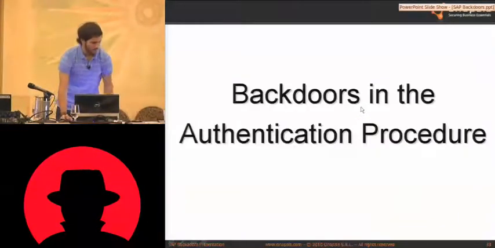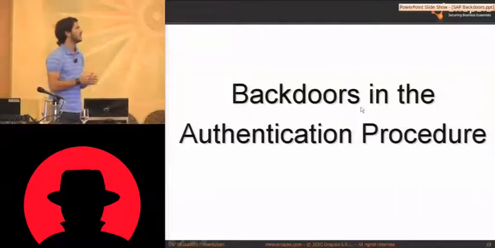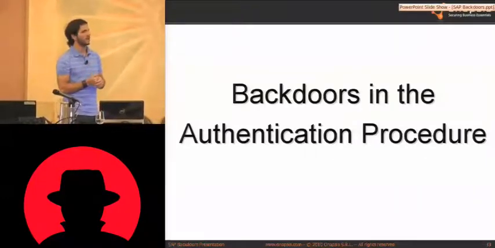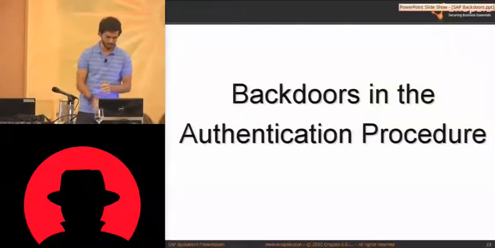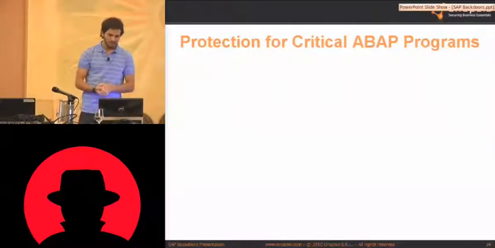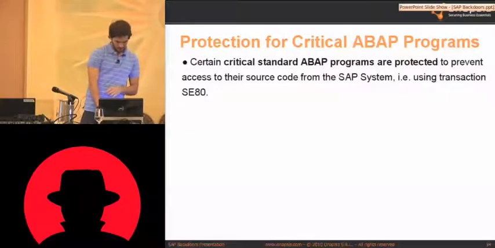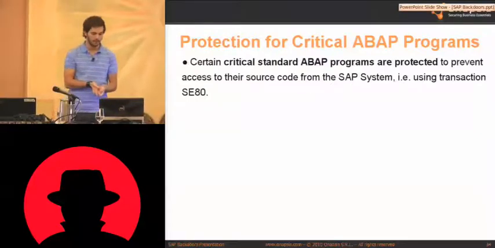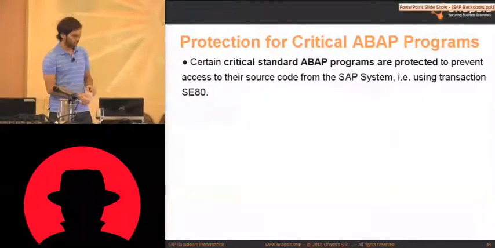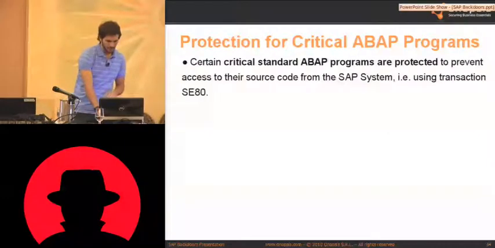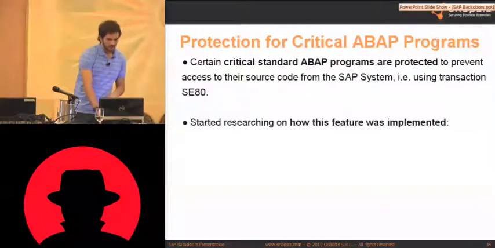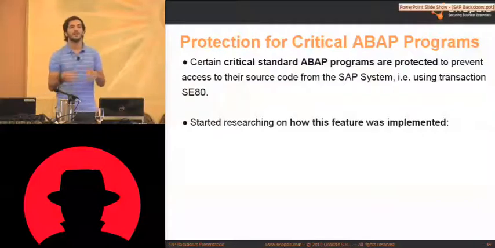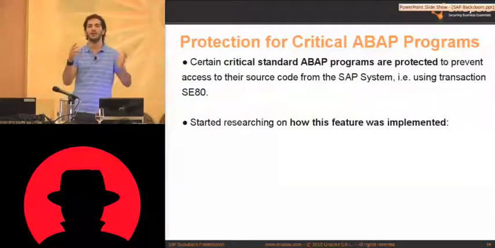Okay, and finally, the last attack is how the attacker can backdoor the authentication procedure. So SAP tries to protect certain critical ABAP programs. Okay? I'm going to show you now. So the idea is that if you want to access some of these programs, the system will tell you that you cannot access the source code because it's protected.